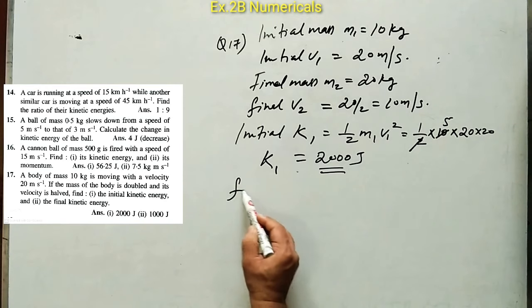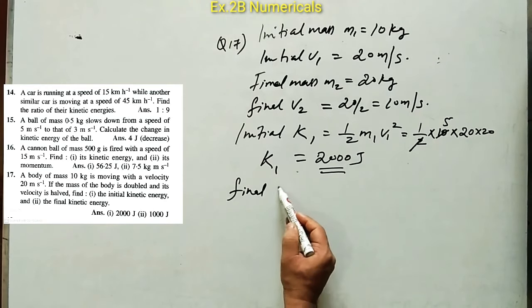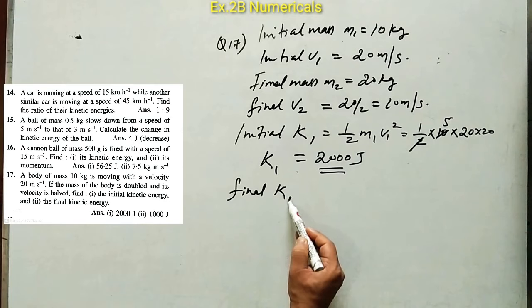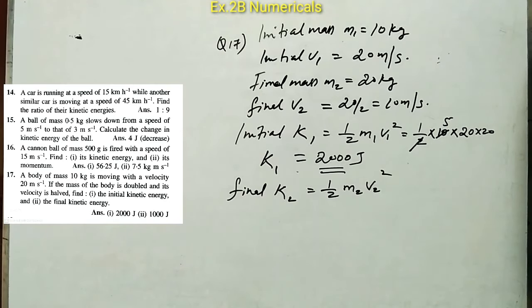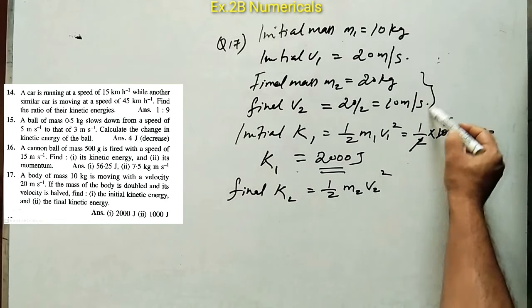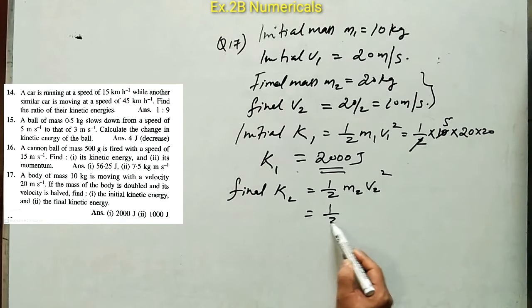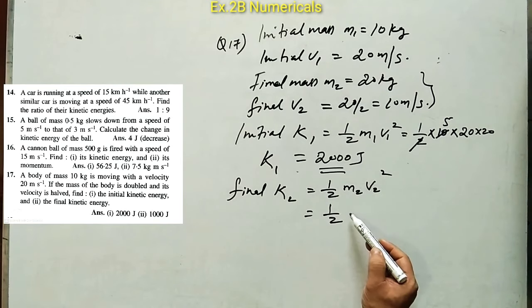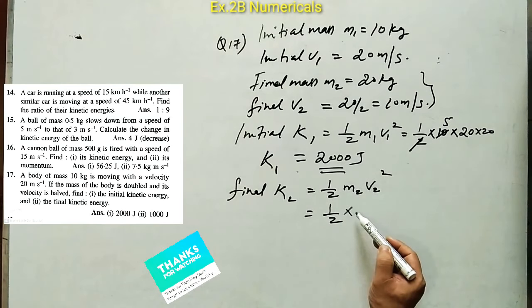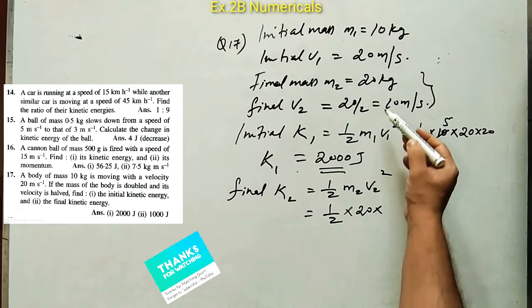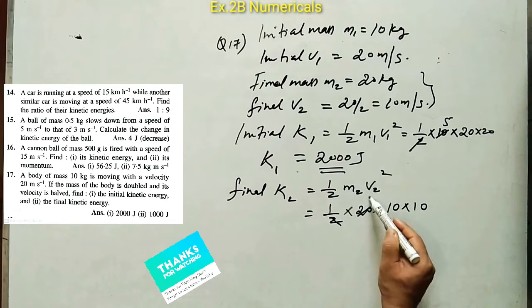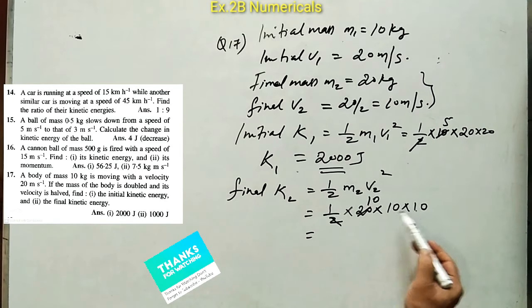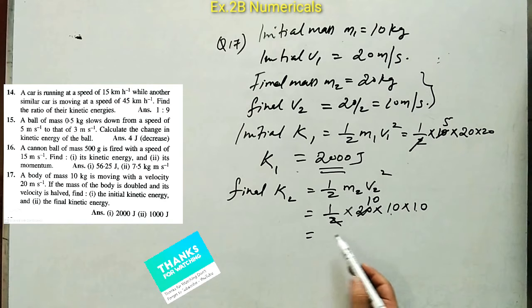Now the final kinetic energy, take the final values. Final kinetic energy K2 is equal to half m2 v2 square. Take all the final values here. So that is equal to 1 by 2 into the final mass. Mass is doubled, so that is 20, into v2. Velocity is half, 10 into 10. So 10 multiplied by 100, that is 1000 joule.